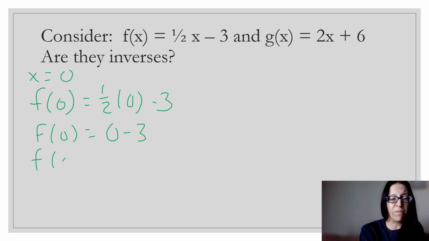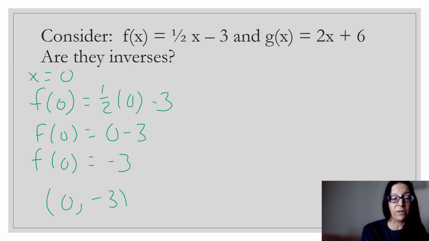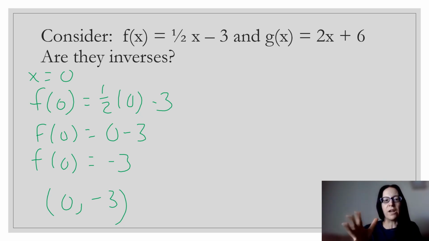And 0 minus 3 is negative 3. Now, just for the record, what that means is that when x is equal to 0, y is equal to negative 3. Okay, now to tie this in with the last lesson, if you remember, when we were dealing with inverses, we were switching the x and the y.